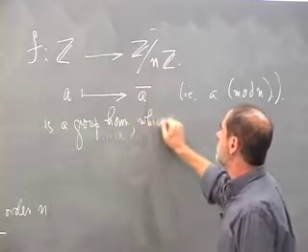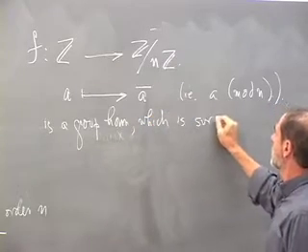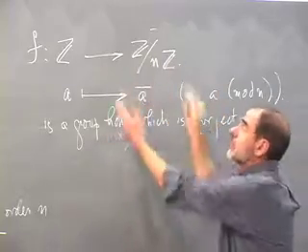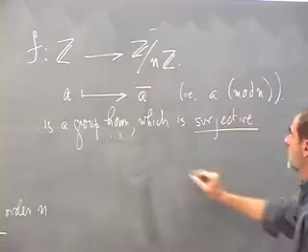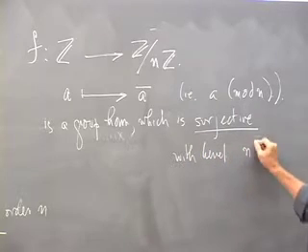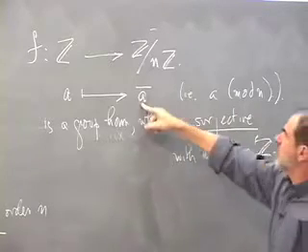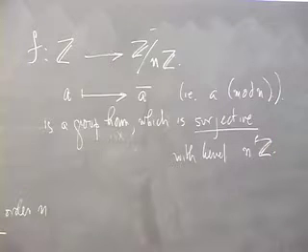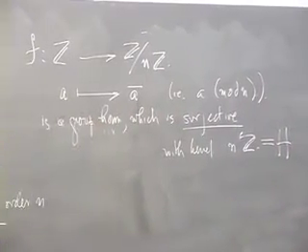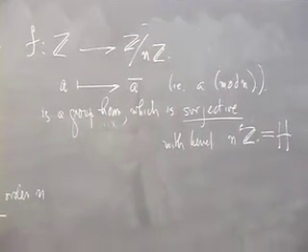Which is surjective, because every class in this group is the remainder of something, surjective with kernel nZ. Namely, the things that go to 0 bar are exactly the things divisible by n. So there's our subgroup.